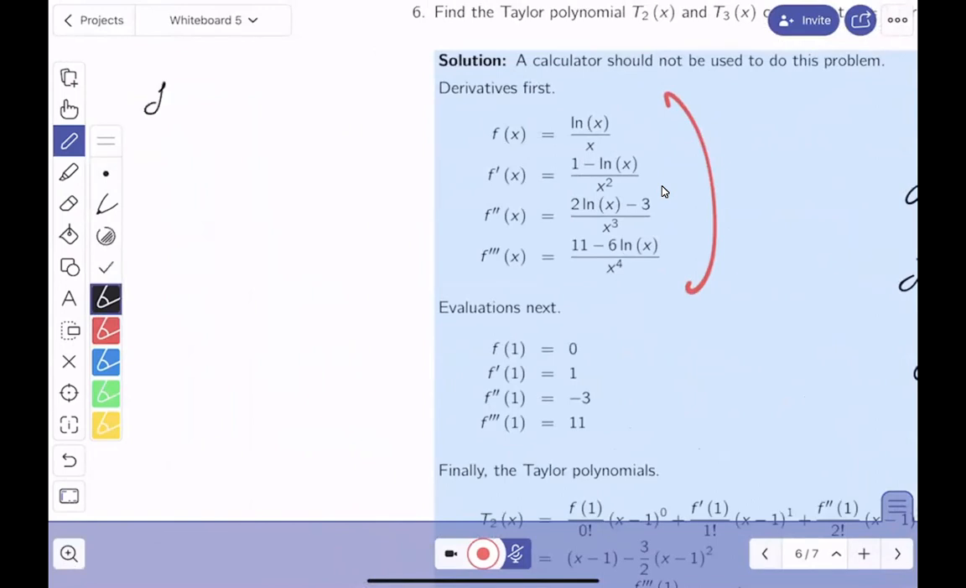So f of X, when X is 1, would be the natural log of 1, which is 0, divided by 1, which is 0. That was nice. F prime at 1 is going to be 1 over 1, which is 1. F double prime at 1 is going to be minus 3. And F triple prime at 1, that's going to be 11. Let's check it.